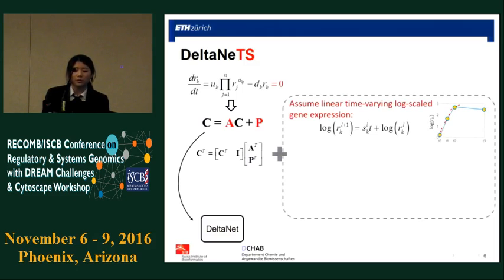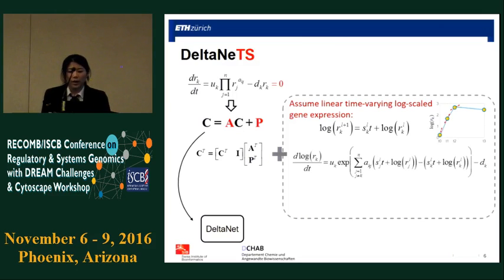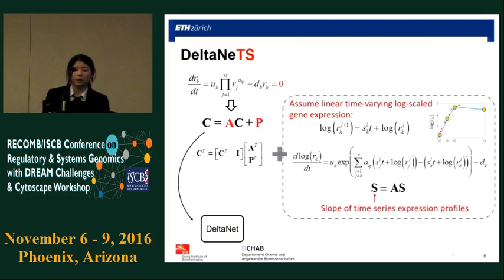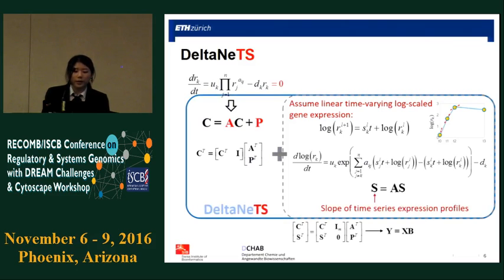Here we assume log-scale gene expression changes linearly following the equations, where S is the slopes of log-scale gene expressions. If we apply this linear relationship into the original ODE equation, the derivative of log-scale gene expression, which means slope, can be represented as the following. And since we are assuming the slope is constant at a small time interval, the second derivative of these equations can be zero. Then we can derive a simple linear equation S equals AS, where S is a matrix of slope variables. So our new method solves two equations simultaneously to infer matrix A and P.